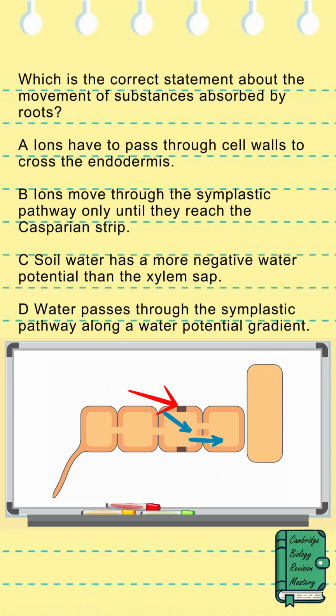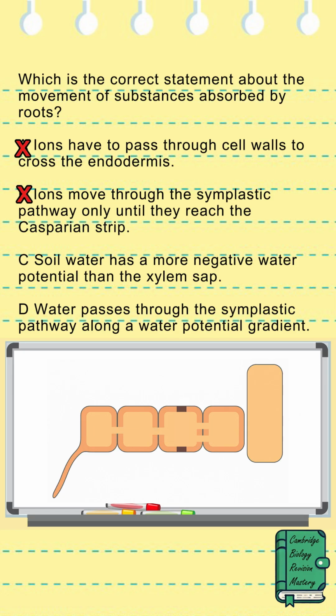Now the next statement says ions move through the symplastic pathway only until they reach the Casparian strip. We've already identified the Casparian strip, and we should remember from our key terms that the symplastic pathway is the pathway that moves through the cytoplasm of the cells. Now, water, as well as its dissolved ions, will be moving through the cytoplasm. So it doesn't make any sense that the suberin or the Casparian strip, which is present in the cell walls, would prevent that movement at all. As such, B is wrong.